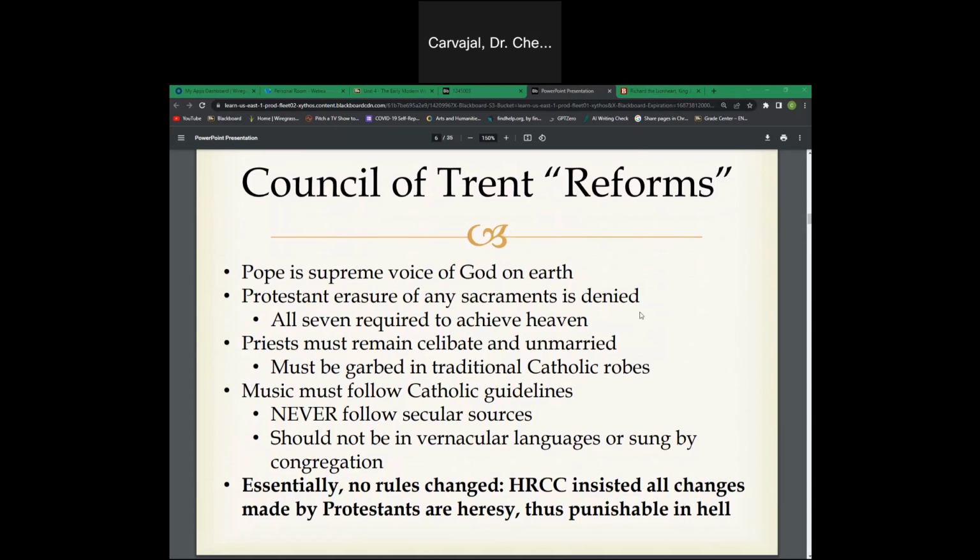They said, no, you have to do all seven sacraments. So all those things that Martin Luther had tried to erase, they said, no, you have to do all of them or you will never get to heaven. They also reiterated that the priests had to be celibate and unmarried. So they had to be virginal and not married anybody. They need to wear very specific robes. They could not walk around in other kinds of robes. They had to be wearing Catholic robes.